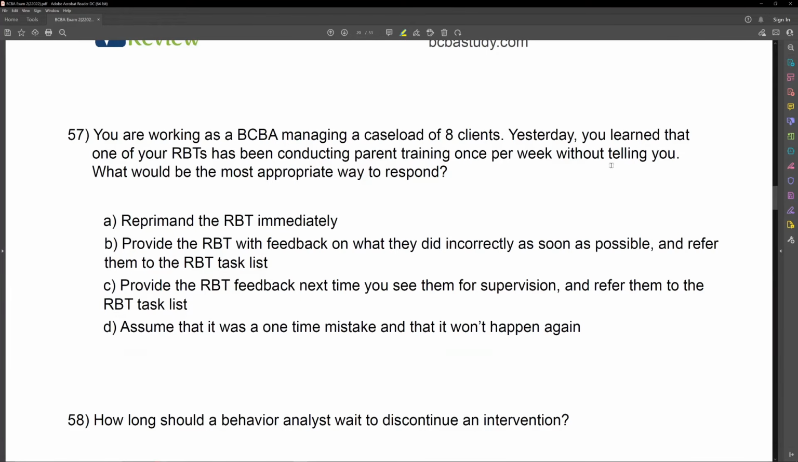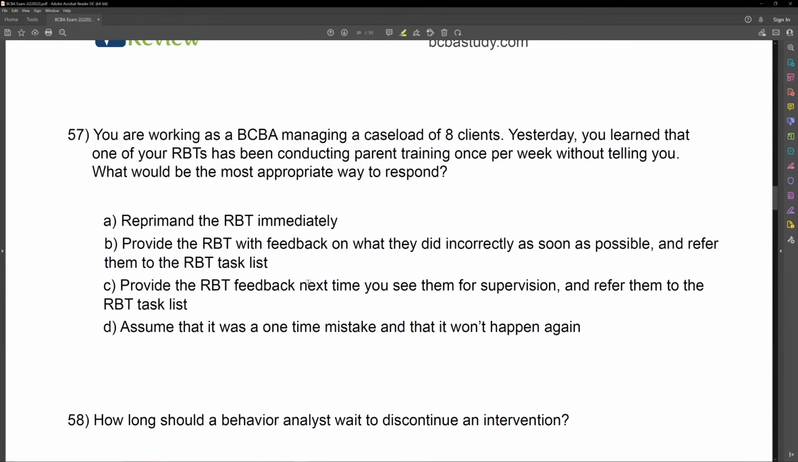Remember, you rely on your RBTs, okay? They're part of your team. They implement your treatment. You're only as good as your RBTs. So you need to be careful about how you treat them. You find out they're doing this. How do you respond? A, reprimand the RBT immediately. Do you just go in there, guns blazing, embarrassing them in front of the client, punishing them without finding out what happened, without providing feedback, without giving them resources? No, right? It's way over the top, okay?